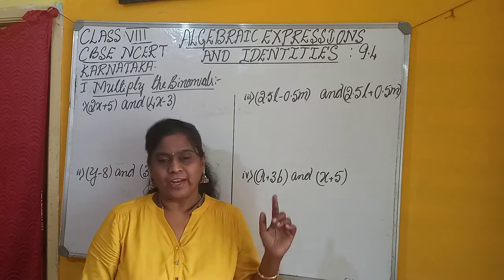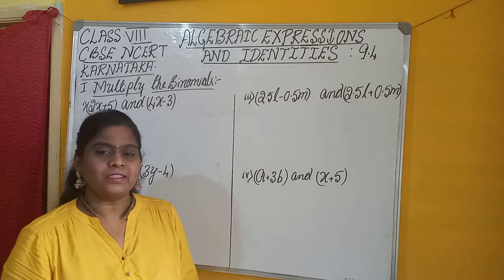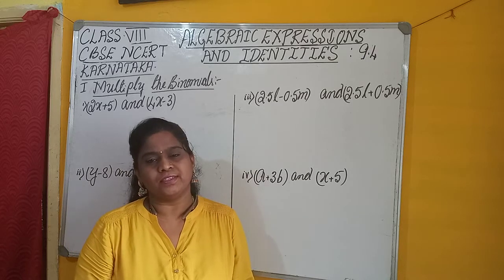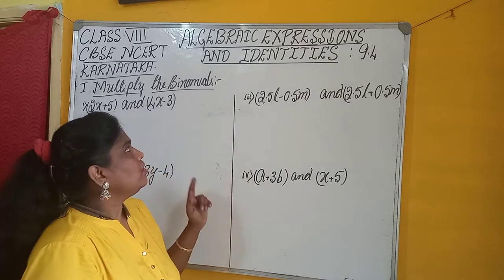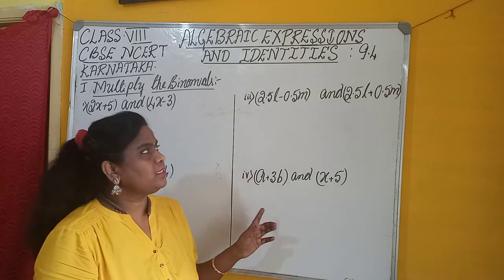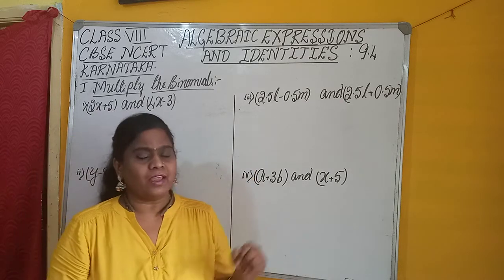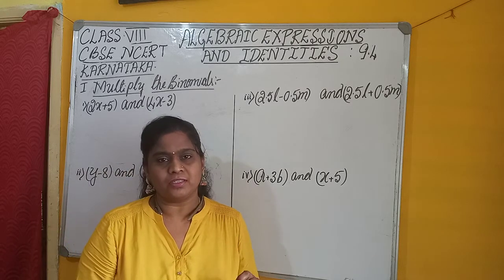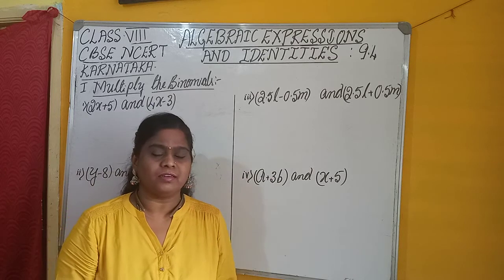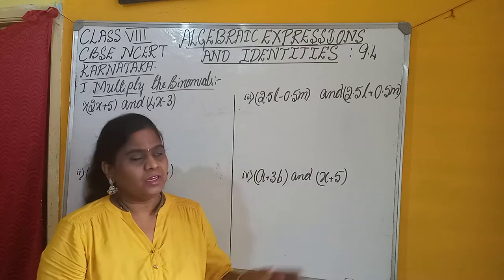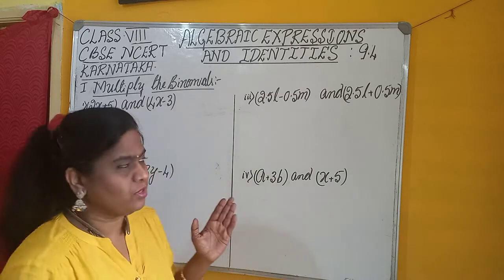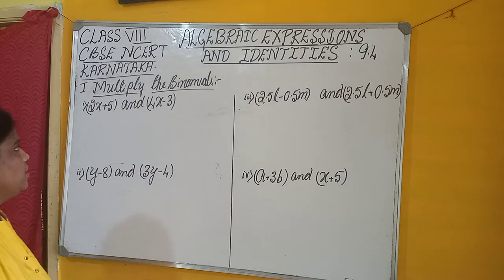It's a class for 8th standard students, CBSE NCERT and also for Karnataka state students. The chapter name is Algebraic Expressions and Identities. This is chapter number 9 in the CBSE textbook and chapter number 6 in the Karnataka state textbook. Here this is exercise 9.4 for CBSE and 6.4 for Karnataka state students.